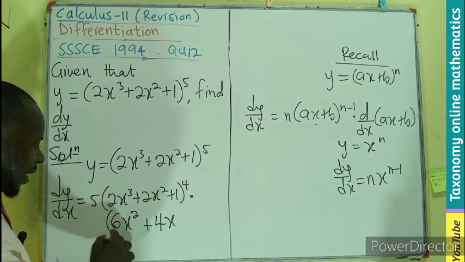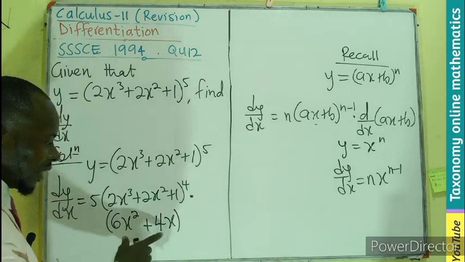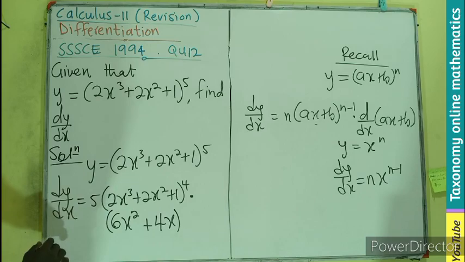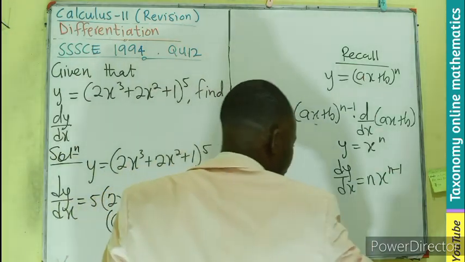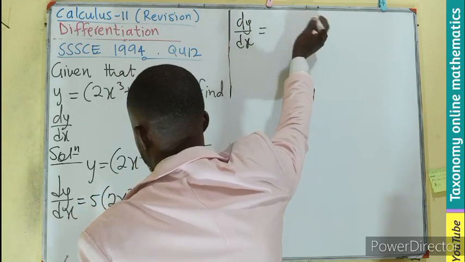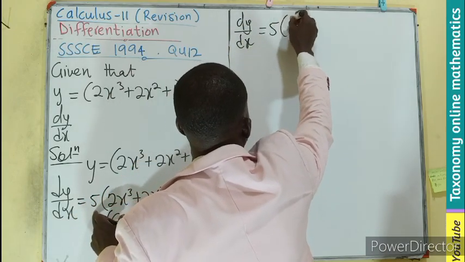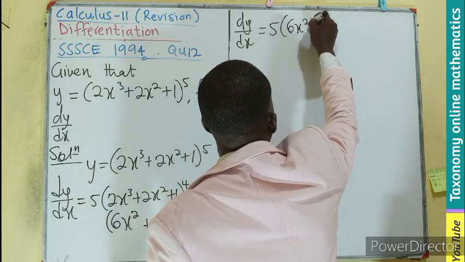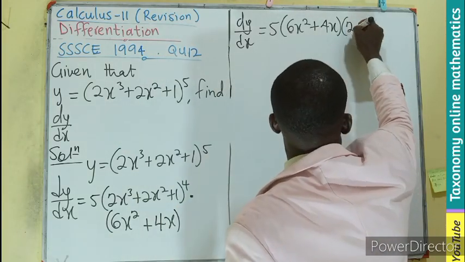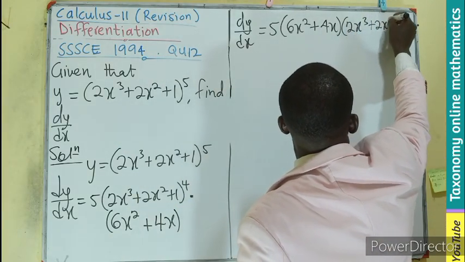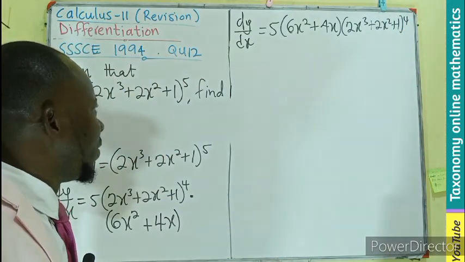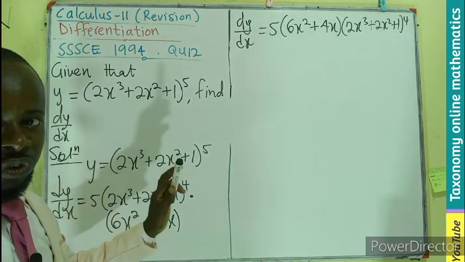So this becomes this bracket multiplying. But you can see this is a trinomial, so let's put the binomial together with the constant and take it to the top. Our dy/dx will now become 5 multiplying (6x² + 4x) times the bracket (2x³ + 2x² + 1) to the power 4. So this is the differentiation using the direct method.